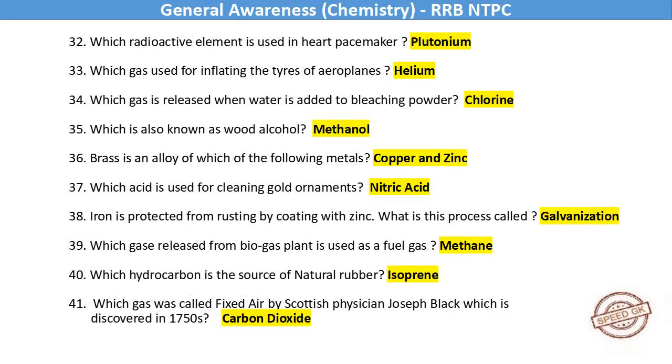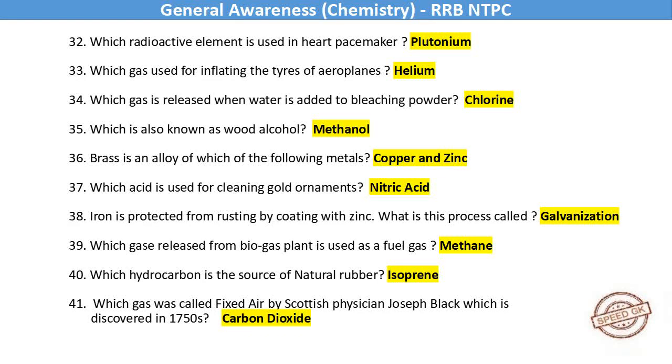Which radioactive element is used in heart pacemaker? Plutonium. Which gas used for inflating the tires of aeroplanes? Helium. Which gas is released when water is added to bleaching powder? Chlorine. Which is also known as wood alcohol? Methanol. Brass is an alloy of which of the following metals? Copper and zinc. Which acid is used for cleaning gold ornaments?